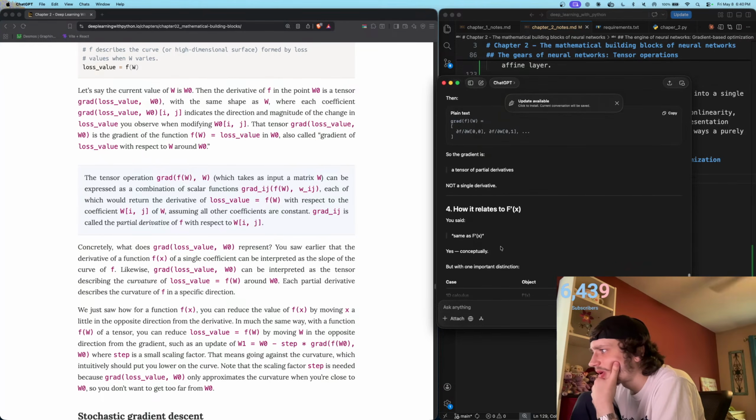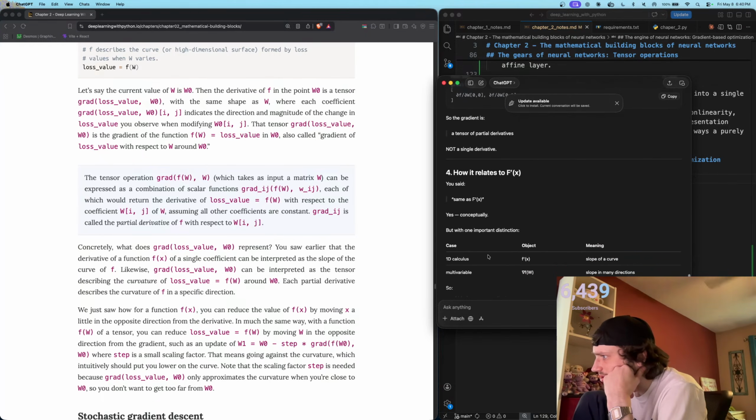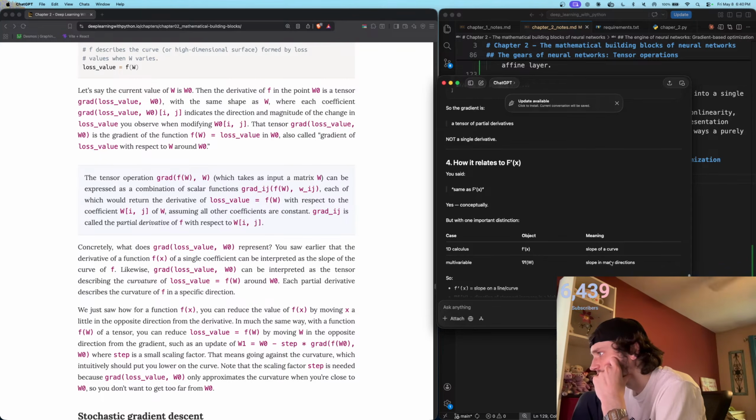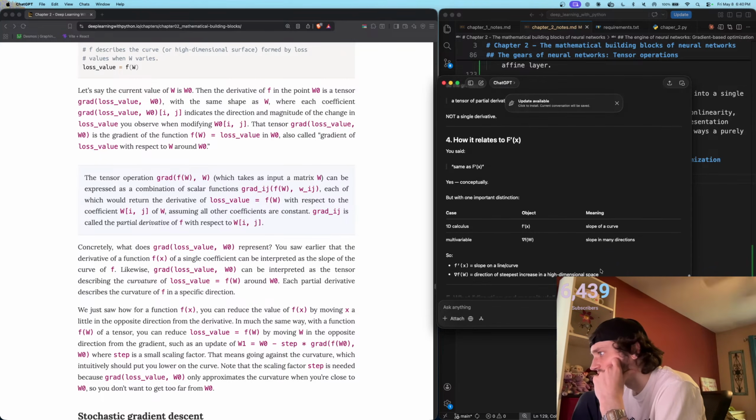You said same as f prime of x. Yes, conceptual, with one important distinction. In one-dimensional calculus, f prime of x is the slope of a curve. In multivariable calculus, it's the slope in many directions. F prime of x is the slope of one curve. Whatever this is, f of w, the gradient f of w is the direction of the steepest increase in a high-dimensional space.